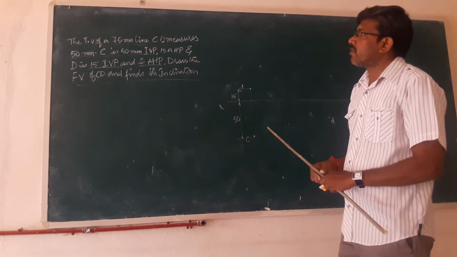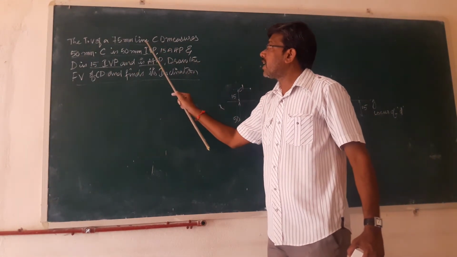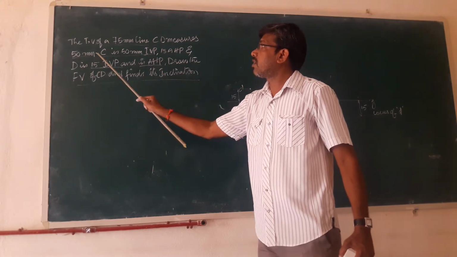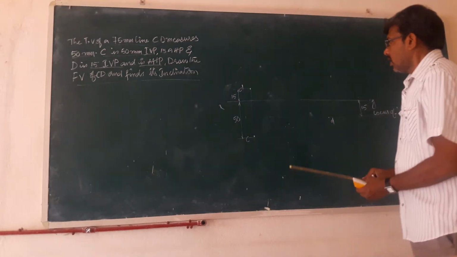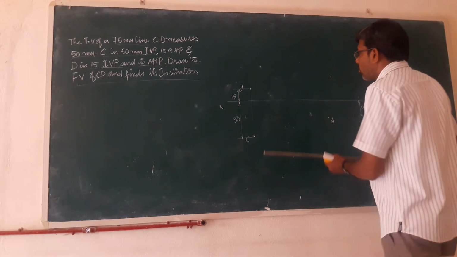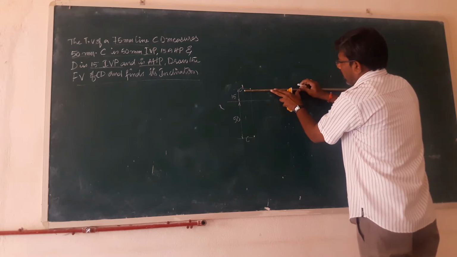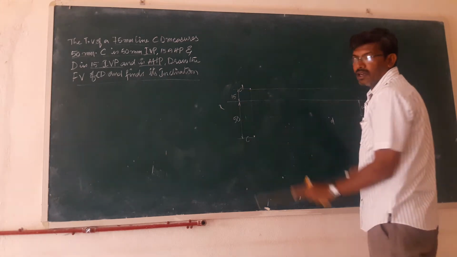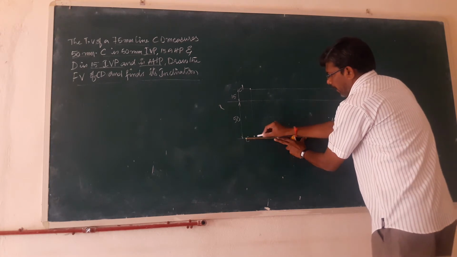So here what is given is CD measures 50 mm. The length of the line is given as 75 mm, right? And CD measures means that is the top view, 50 mm. Where does the top view appear? The top view appears below the axis. So now first of all, what we should do is draw a parallel line here.